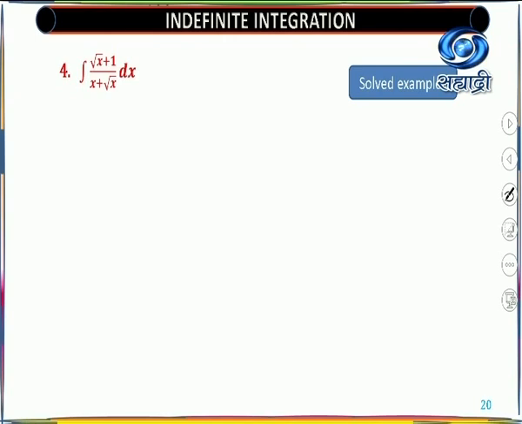Okay, now we'll begin with the next example, that is root x plus 1 upon x plus root x. Now you start thinking, now there is a root, addition sign, are you able to separate? No. You start thinking, is there any relation between numerator and the denominator, or are you able to convert a function in such a way that it is a numerator also?